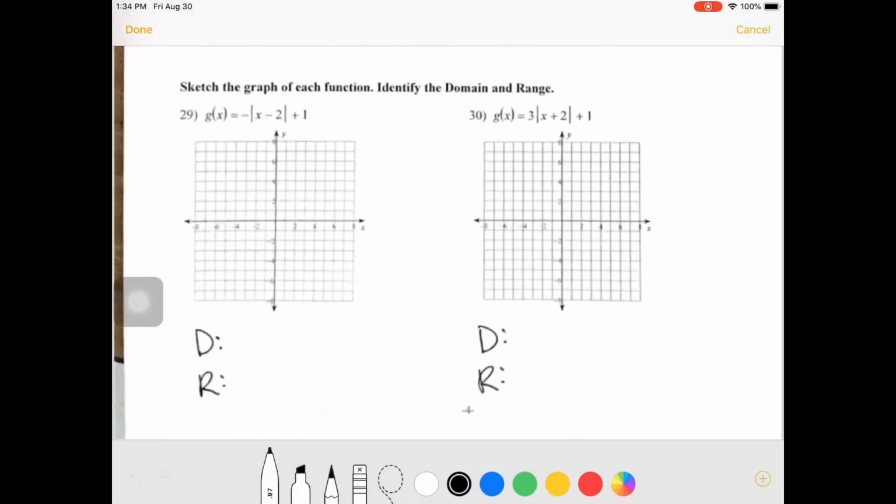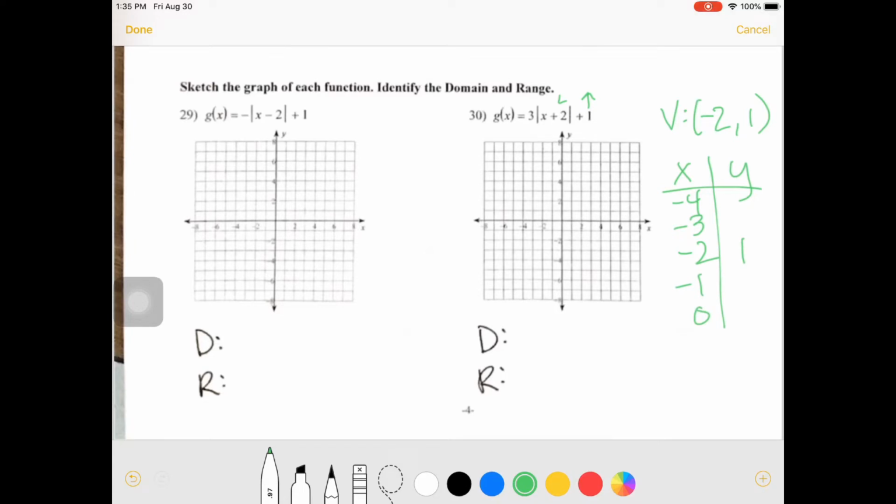On your absolute value, you want to first find your vertex, as we do with most of ours. And your vertex is based on how it moved left, right, up, or down. So the x plus 2 tells me I went left. The plus 1 is up, so my vertex is at -2, 1. And that's going to go in the middle of your t-chart. We're going to plug to the left and to the right.